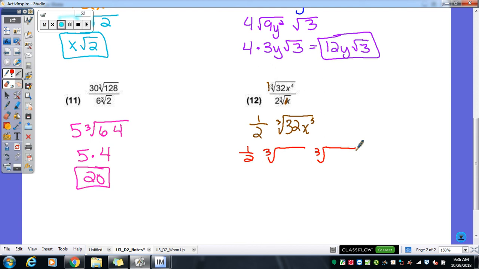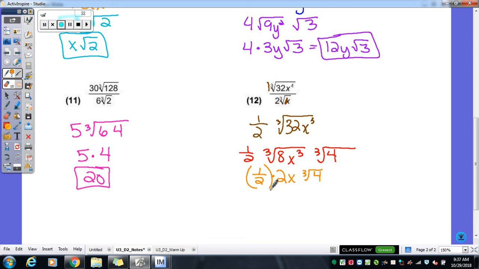So is 32 a perfect cube? Nope. So what is our perfect cube that goes into 32 though? 8. 8 and 4. Our exponent of 3 is divisible by our index of 3, so that's a perfect cube. So the cube root of 8 gives us 2. Cube root of x cubed is x. My 4 stays underneath that radical sign.